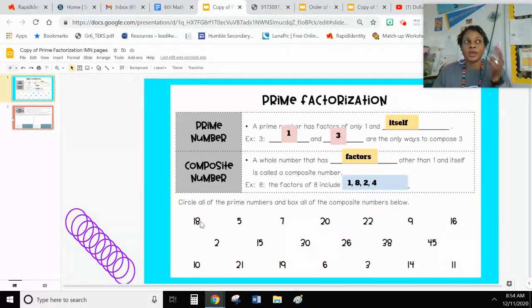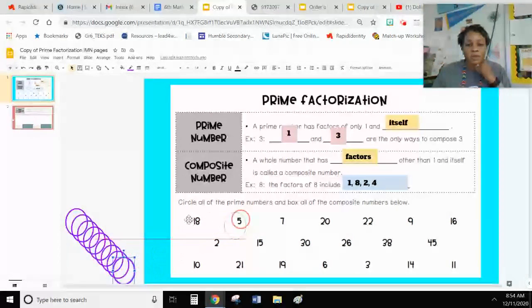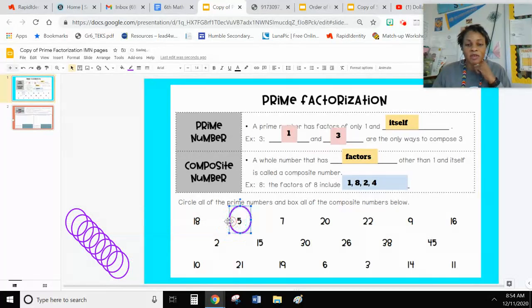18, I know 1 and 18, 2 and 9, so that's not prime. 5, well, I know that 5 is definitely prime. The only numbers I can multiply to get 5 is 1 and 5. 7 is definitely prime. 5 is prime. 20, 1 times 20, 4 times 5. 22, 1 and 22. 9, we already said 9. 16, nope. 45, no. 38, no. So I know 38 is 1, 38, and 2 times something, so I know it has more than 2 factors. Same with 26, same with 30, 15.